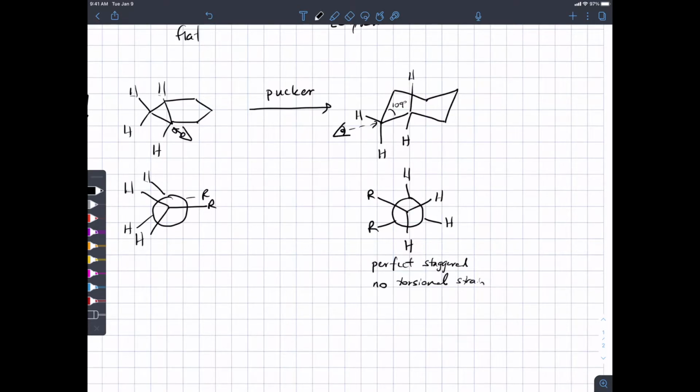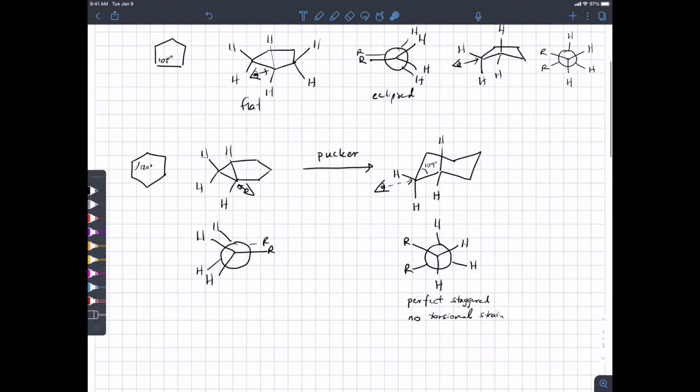or no steric strain associated with having things that are a little bit too close to eclipsed. Whereas in the five-membered ring, everything was not perfectly staggered.